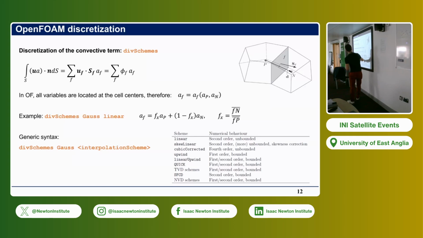So you may choose to use upwind, which is a first order upwind. Linear upwind is second order upwind. TVD schemes are a bit more accurate and bounded compared to the previous ones. So you have many that you can choose. If you know the kind of problem you're solving, then you know which scheme may work better for you.